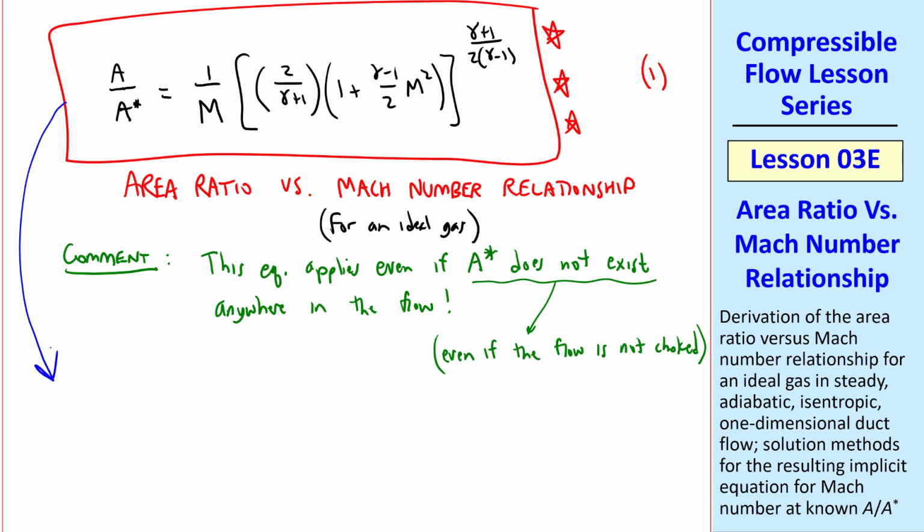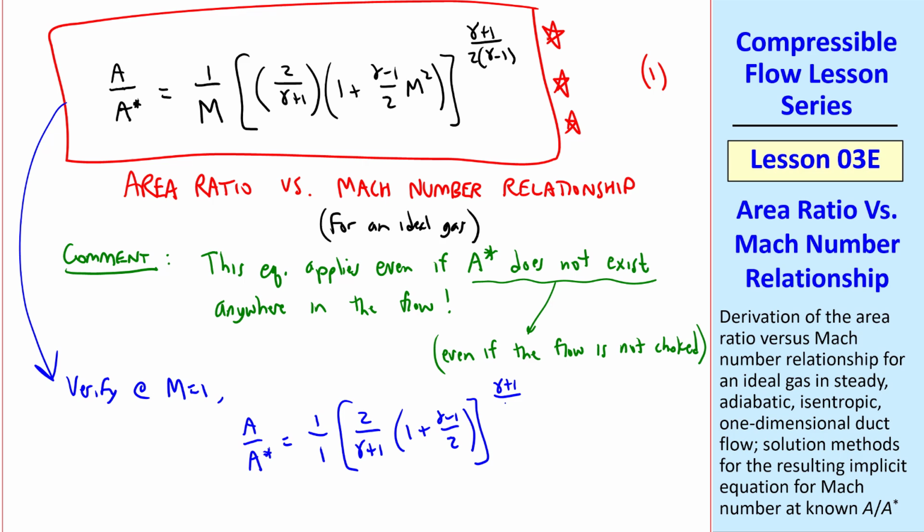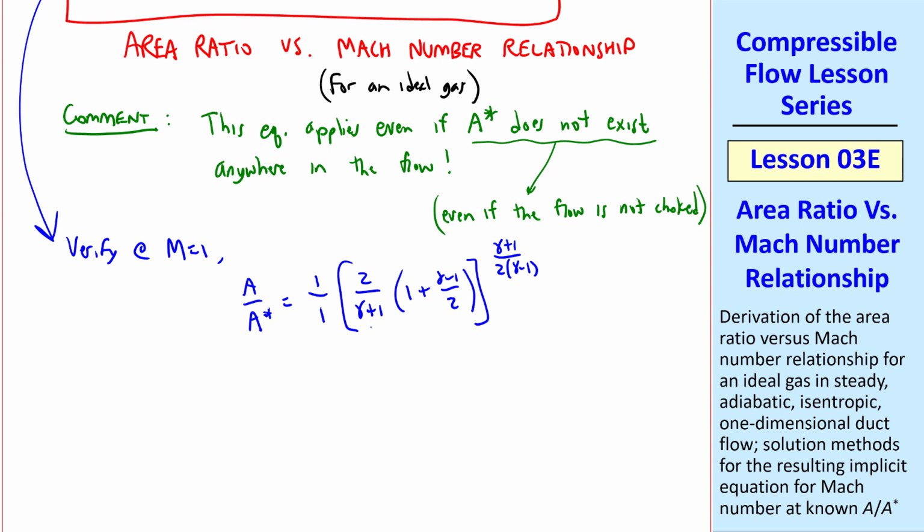You can also do a quick verification. When M equals 1, A over A star is 1 over 1, 2 over gamma plus 1, 1 plus gamma minus 1 over 2 times 1 squared, or 1, to the gamma plus 1 over 2 gamma minus 1. And if you do the math here, everything in brackets turns out to be 1, and 1 to the anything is 1, so A over A star equals 1, which is what we would expect when Mach number equals 1, because by definition A is equal to A star there. So this is a good check.